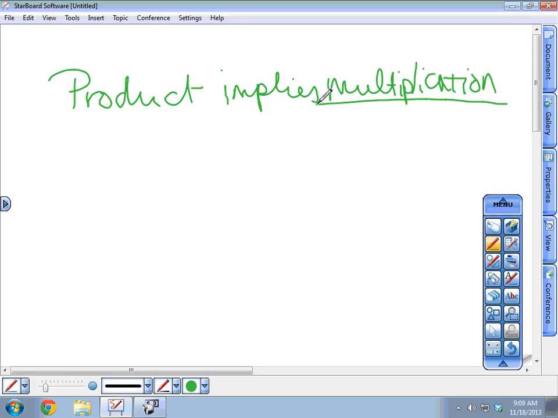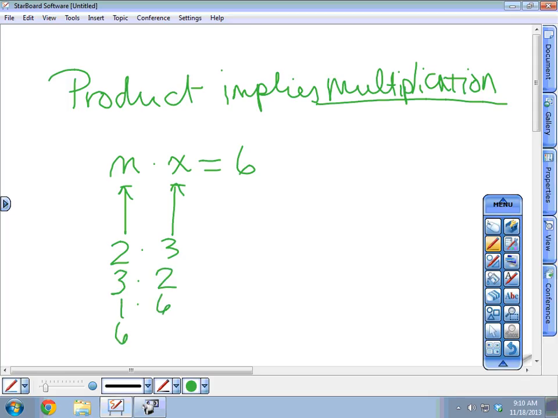If I say the product of two numbers is 6, then I know that I'm going to take two numbers, n times x is 6. Well, they look like two letters to you, but they are really representing two numbers, okay? Obviously I can put several different things in there. I could put 2 for n and 3 for x, or 3 here and 2 here. I could put 1 and 6, 6 and 1. I can do 1/2 and 12, but I'm not going to get into fractions here.